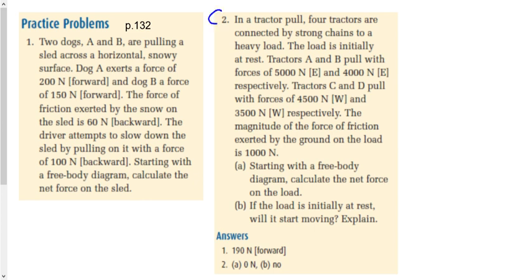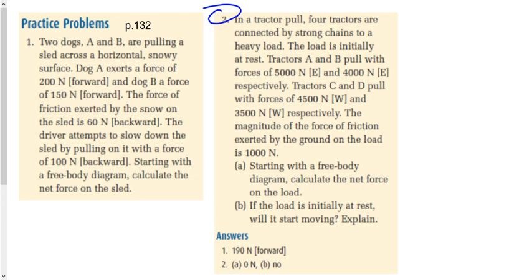Take a look up here. We're going to take a look at number 2. It says, in a tractor pull, 4 tractors are connected by strong chains to a heavy load. The load is initially at rest. Tractors A and B pull the force with forces of 5,000 newtons east and 4,000 newtons east, respectively.